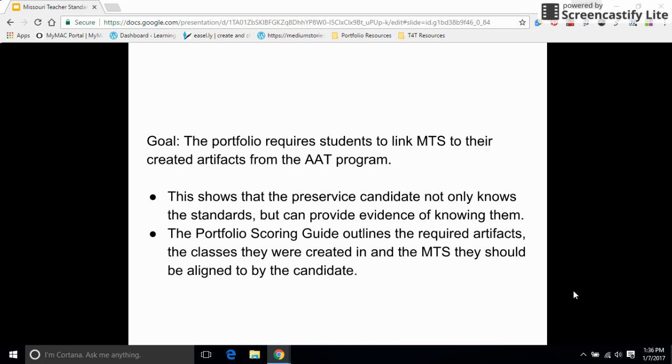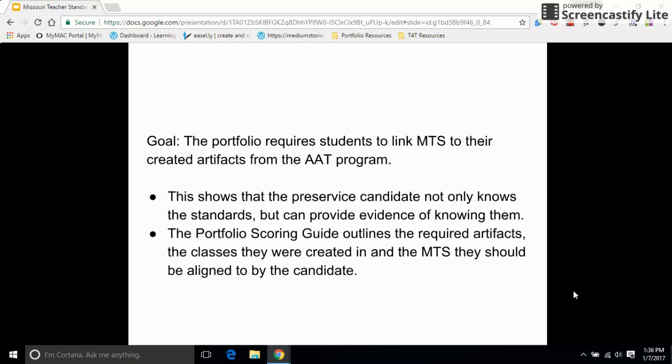You should be able to show evidence that you're familiar with what the standards are, and you know what they look like in the classroom, so you're prepared to put them into action once you get into the classroom. Overall, the portfolio's goal is to link the Missouri Teacher Standards to artifacts. So basically, you're going to kind of memorize the teacher standards, but you're really going to know them by applying them.